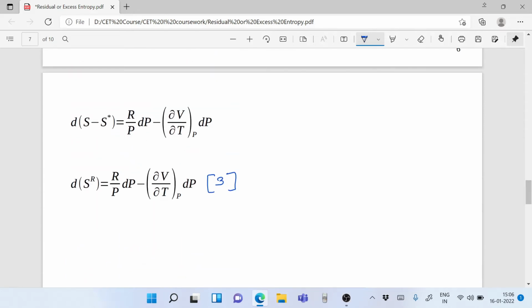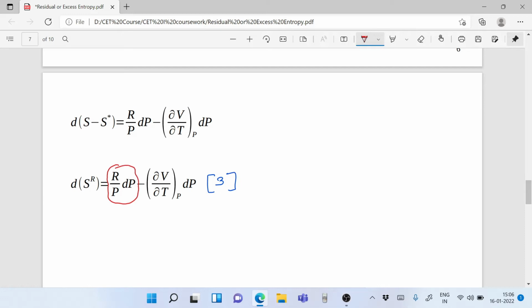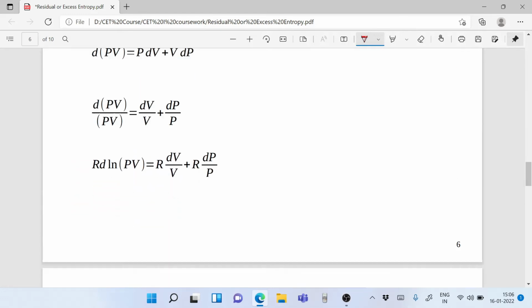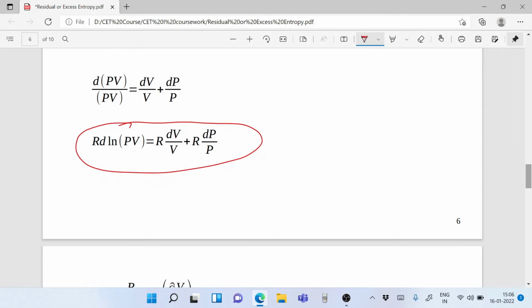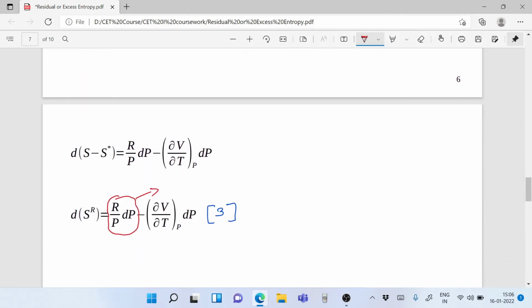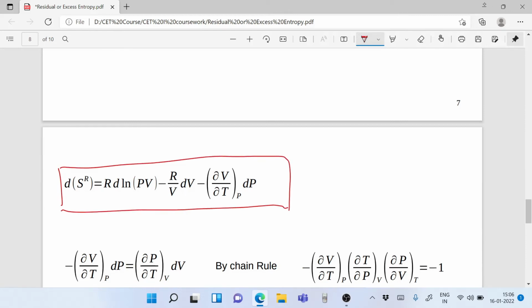Now this particular member is replaced by this equation that we have. Right? So have a look at this equation and we have replaced it here. So we get this equation. Right? We get this equation.